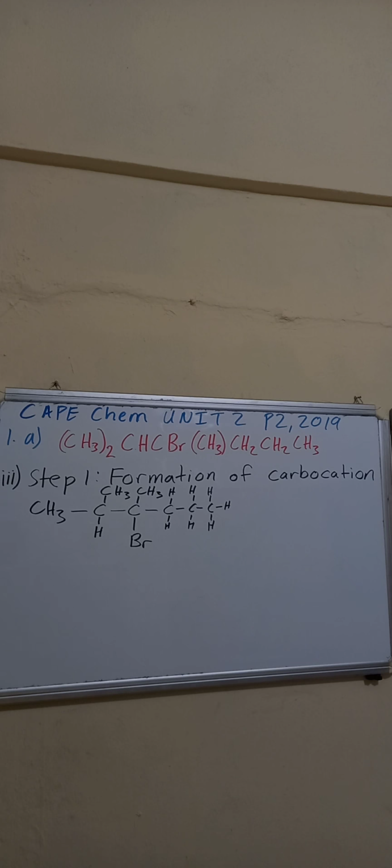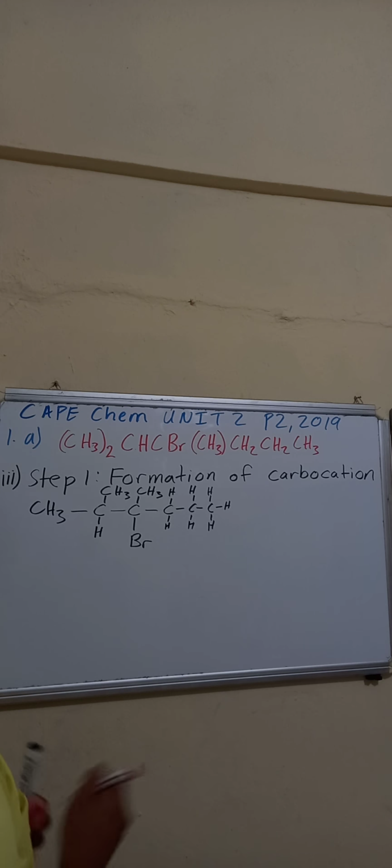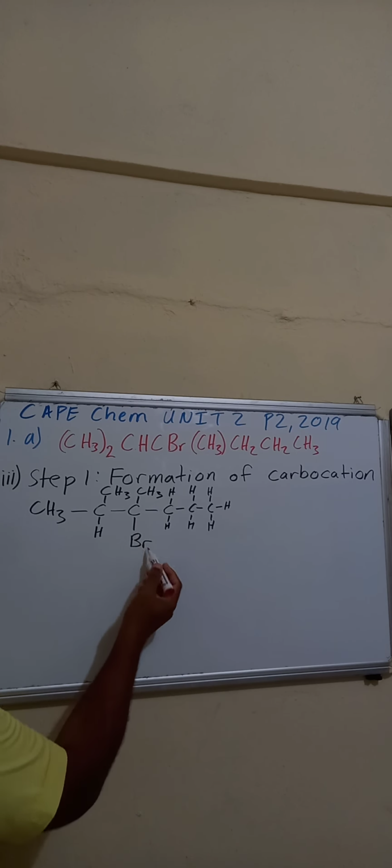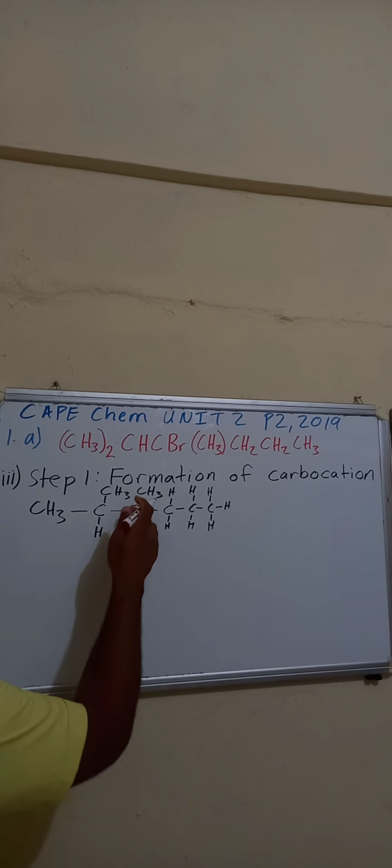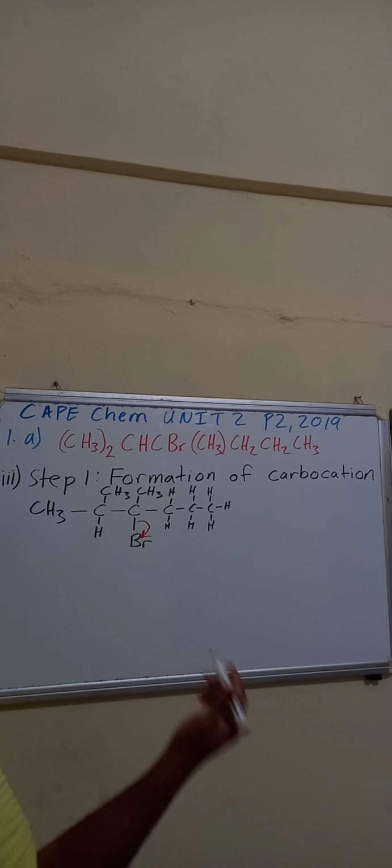Alright, so the third part of the question asks us for the mechanism. So we know this is a tertiary haloalkane, right? The carbon with the halogen has 3 carbons attached, so it's a tertiary haloalkane. Therefore, it does SN1. And in SN1, the first step is the formation of our carbocation. So the bond between the carbon and the bromine will break heterolytically because the bond is polarized.